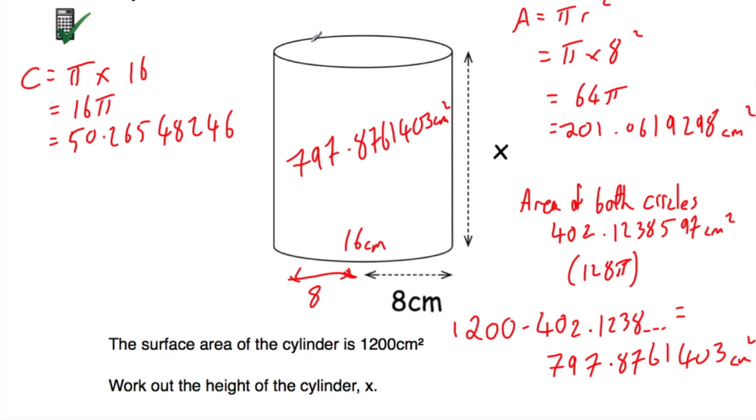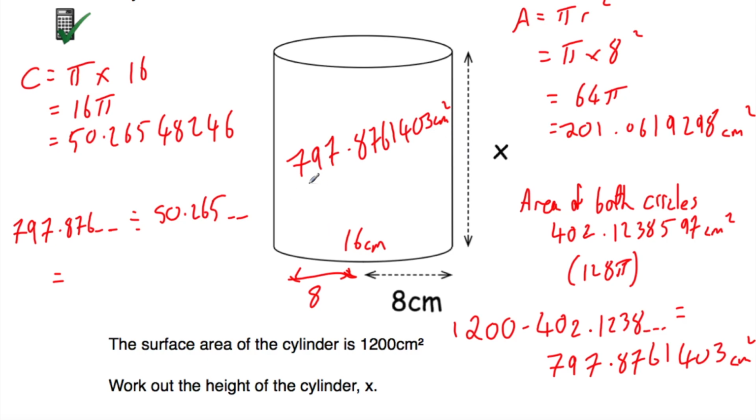Now normally what we do is we take that circumference and times it by the height of the cylinder to get the area of that curved face. So if we take the area of the curved face, 797.876 and so on, and divide that by 16 pi, or 50.265 and so on, the circumference of the circle, what we get will be the height of the cylinder.